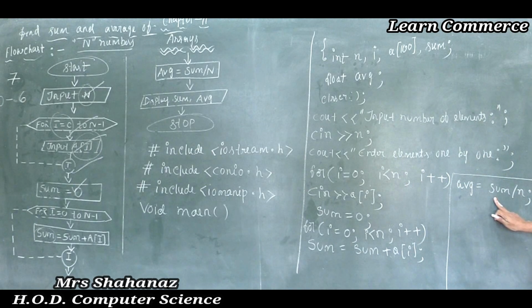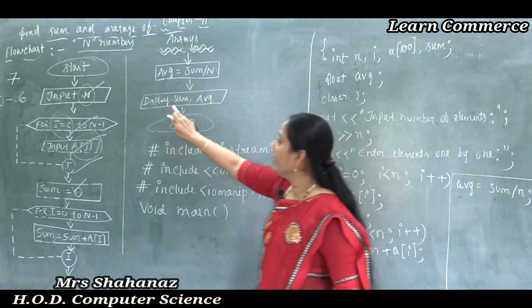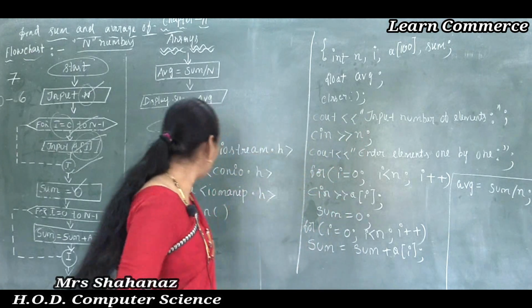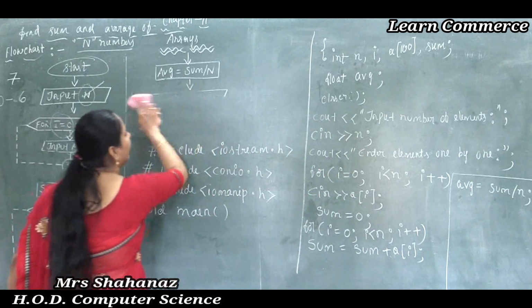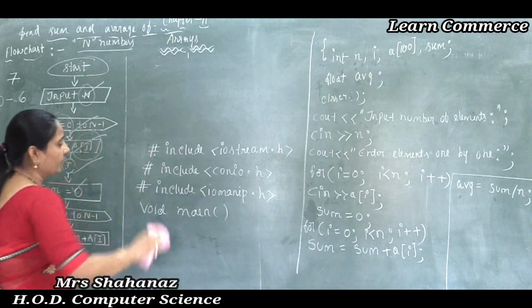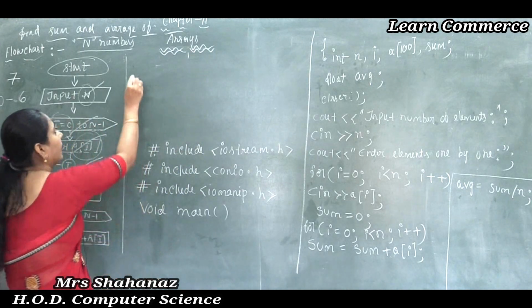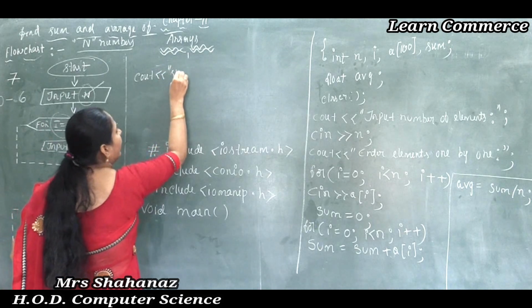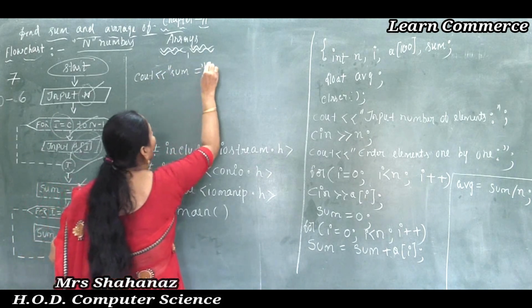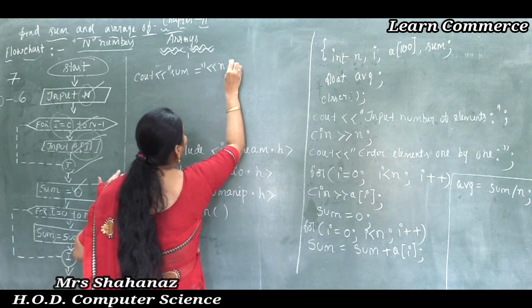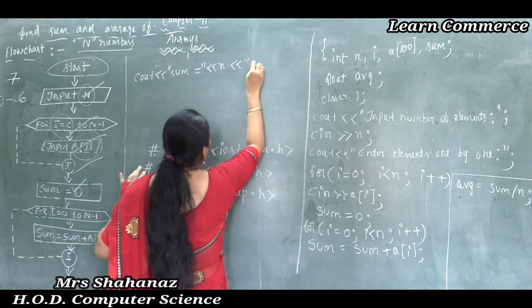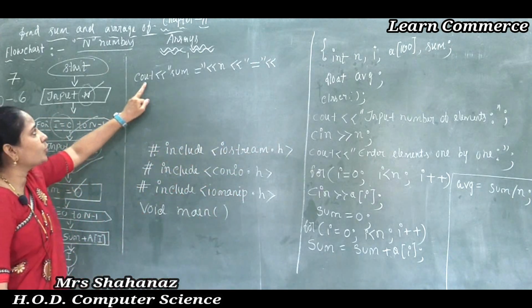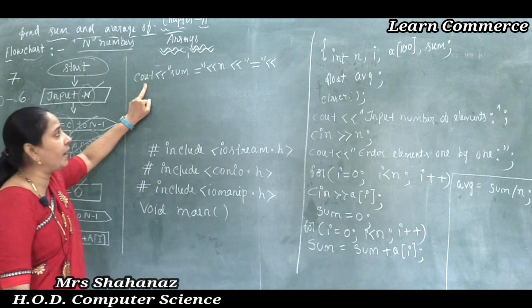Calculating the average here, and finally it is going to display the value of the sum and average. So I am going to write that here. How is it going to display the value of the average? In this case it is going to display the value of average, say out, and sum is equal to, just in a simple way, shall we write the message. So it is going to display the sum and average value.